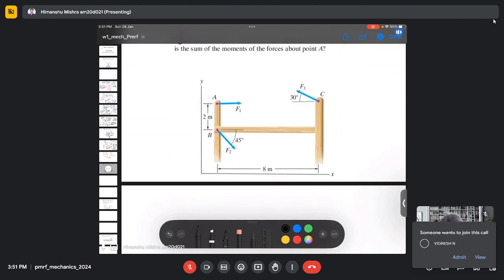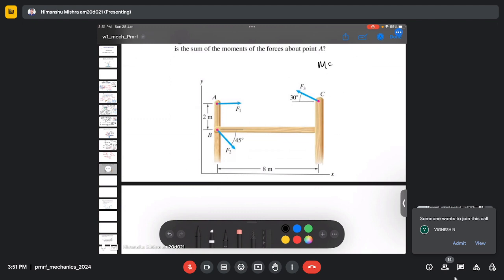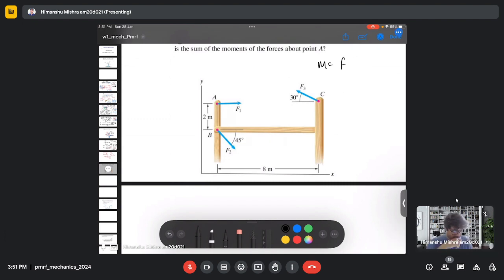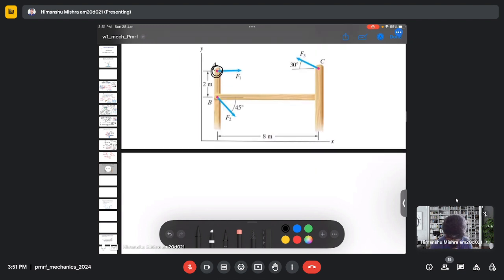So basically the magnitude of the movement can be given by the force multiplied by its perpendicular distance d. So in order to find the movement about this point, we need to first identify the forces which is actually creating the movement. So for example, I have F3.